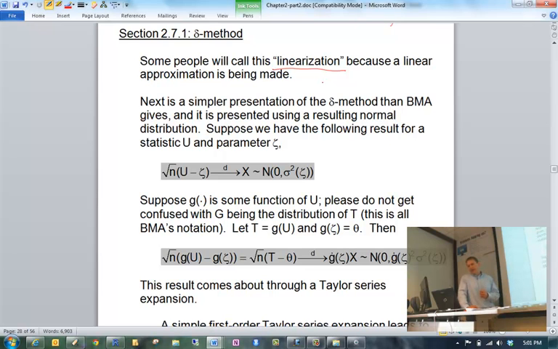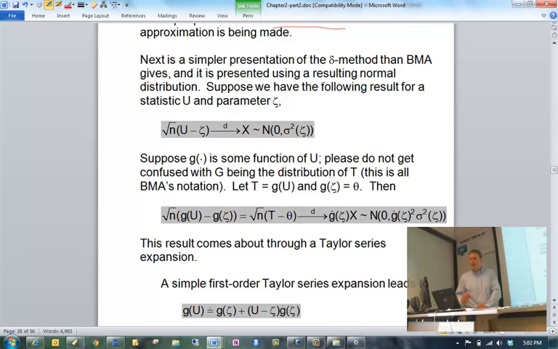The delta method explanation that the book gives, I don't think it's necessarily the best. They could have made it simpler. So this is my explanation of the delta method using their notation. If you don't like the notation, you can still blame them. Let's say I have a statistic of interest U.